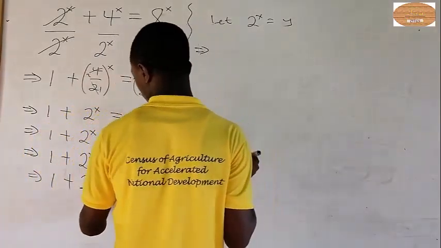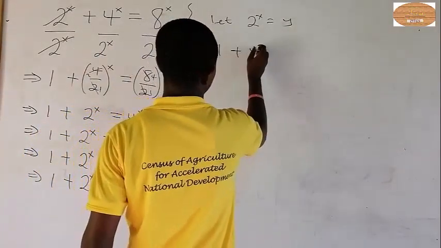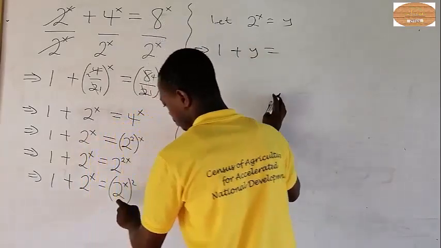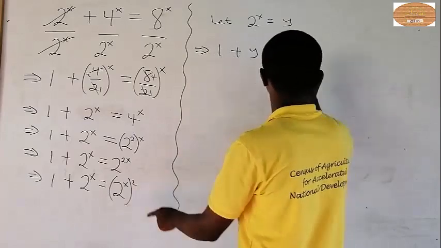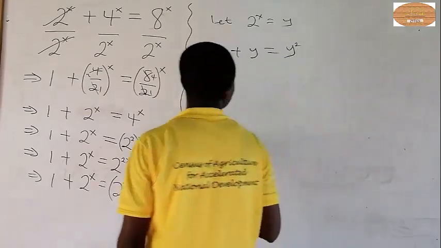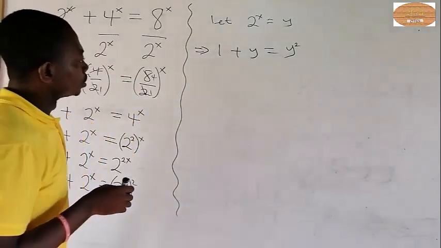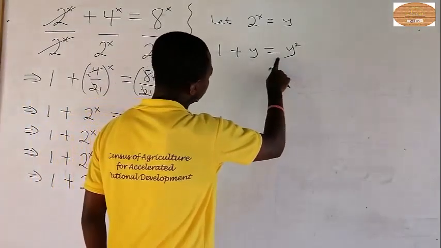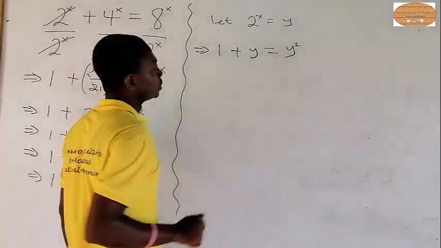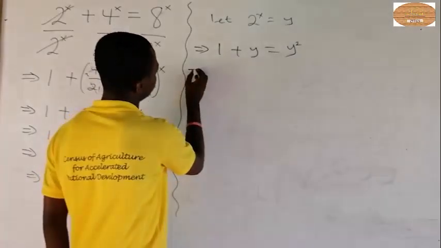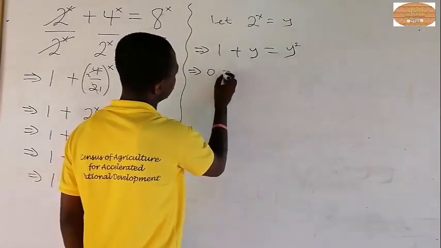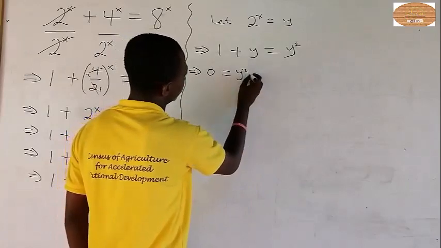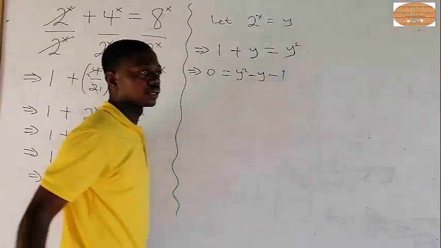So we have 2 to the power x, I'll put y there. Then this one, I'll put y there. But don't forget you have to the power 2 here, so I'll add it. Alright. So I have y squared equals y plus 1. So let's arrange this one. So let me send this one to the other side. So I'll get 0 here. So y squared minus y minus 1.